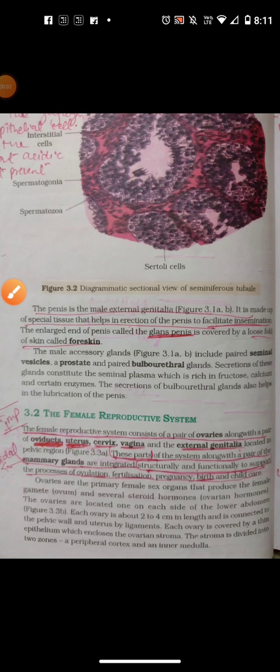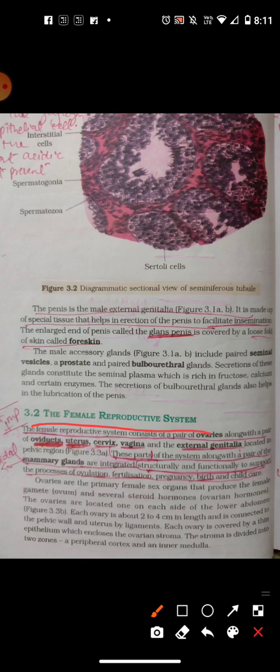So today we are going to start a new topic, that is the female reproductive system. The female reproductive system consists of the following structures: fallopian tube, uterus, vagina, external genitalia, and mammary gland. So first we are going to study the ovary.